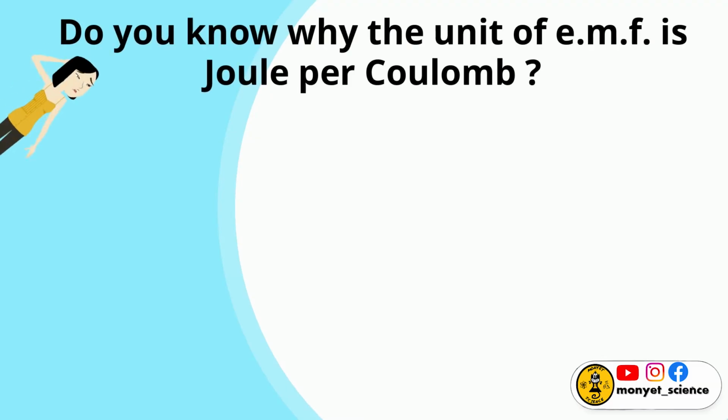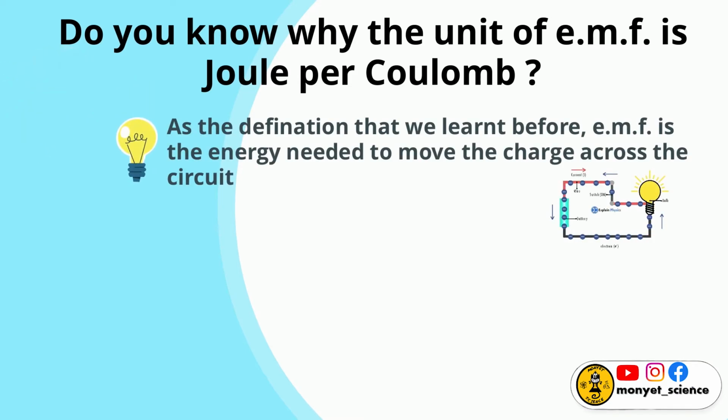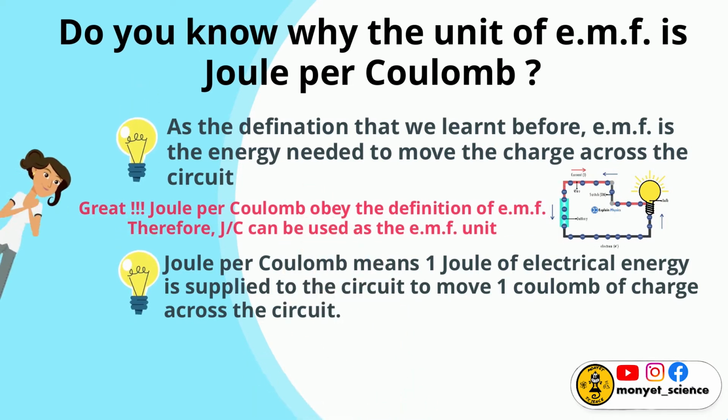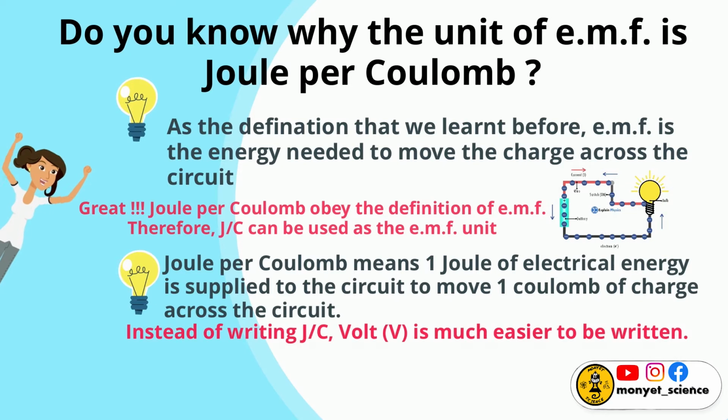Do you know why the unit of EMF is joules per coulomb? Based on the definition that we learned before, EMF is the energy needed to move the charge across the circuit. Joules per coulomb means 1 joule of electrical energy is supplied to the circuit to move 1 coulomb of charge across the circuit. Great! Joules per coulomb obeys the definition of EMF. Therefore, J over C can be used as the EMF unit. Instead of writing J over C, volt is much easier to write.